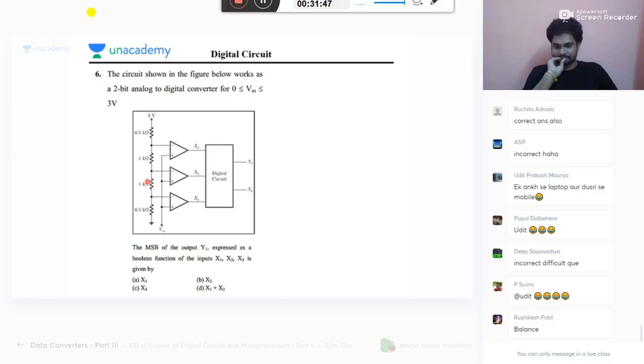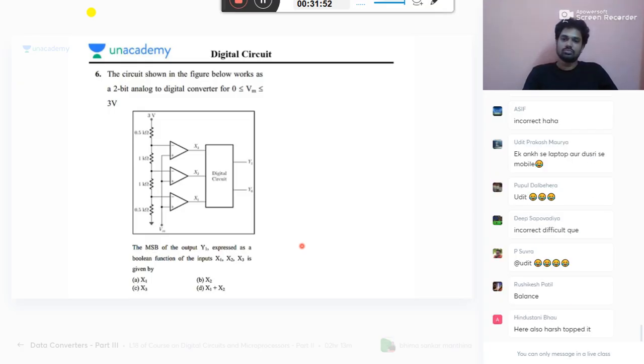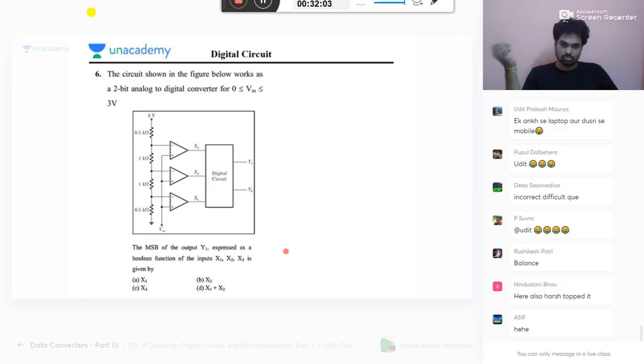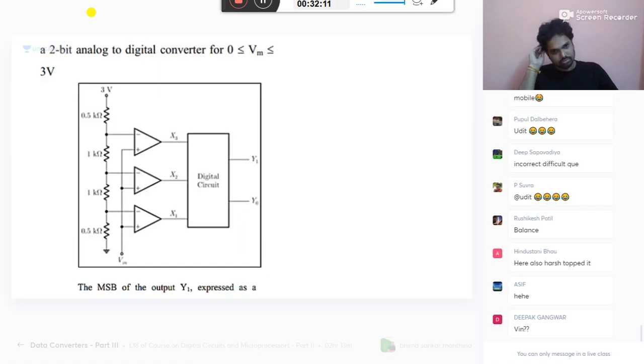Right. Do this question. Try this question. It is not visible. Just wait. Let me zoom. Okay. This is 3 volts. This is your V in. This is X3. Wait.